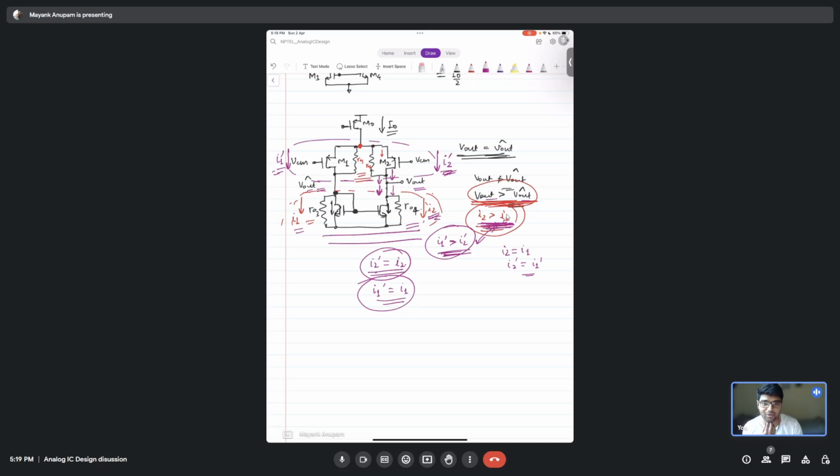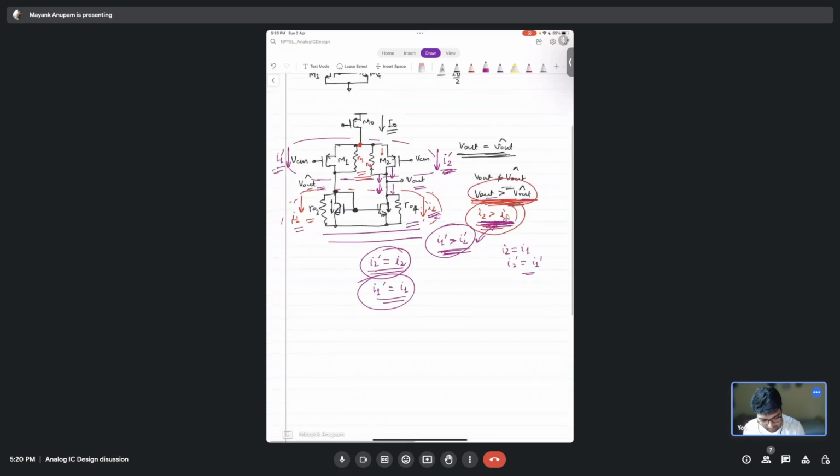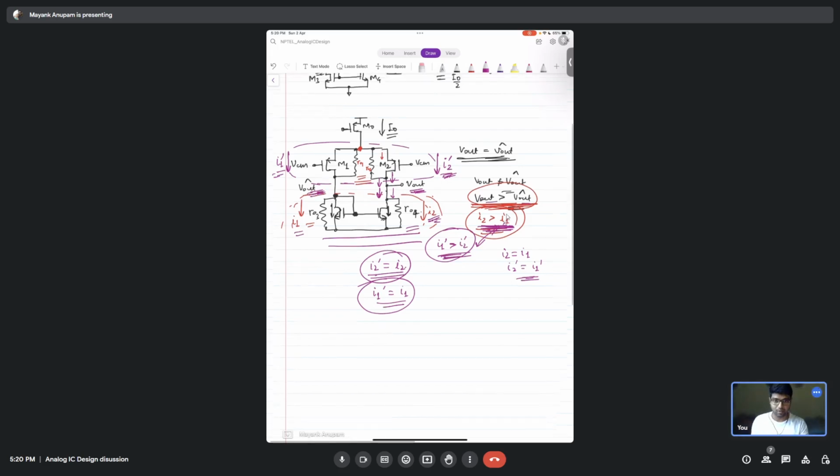Is that understood by you? Other people? Or was it too convoluted to understand? The person who was saying that V out is equal to V out hat here, similarly, I have proved that I2 is equal to I1, but similarly you can say that V out is also equal to V out hat, in the same manner.